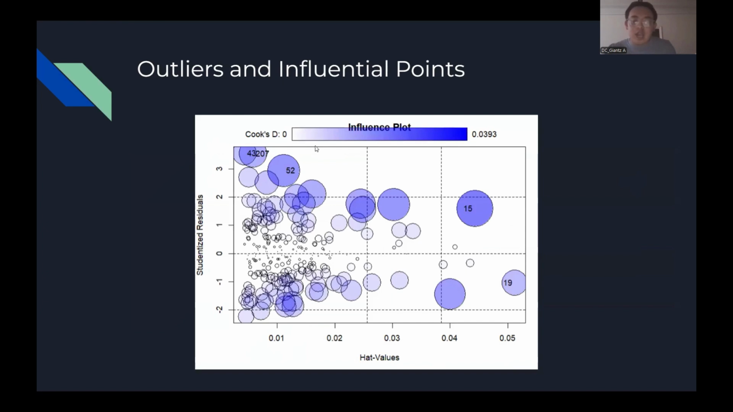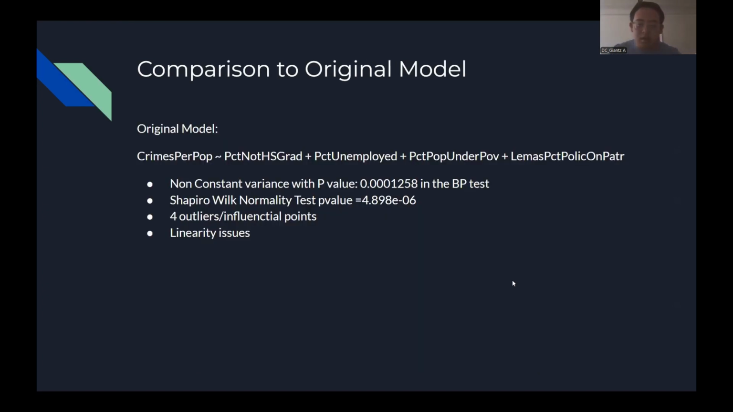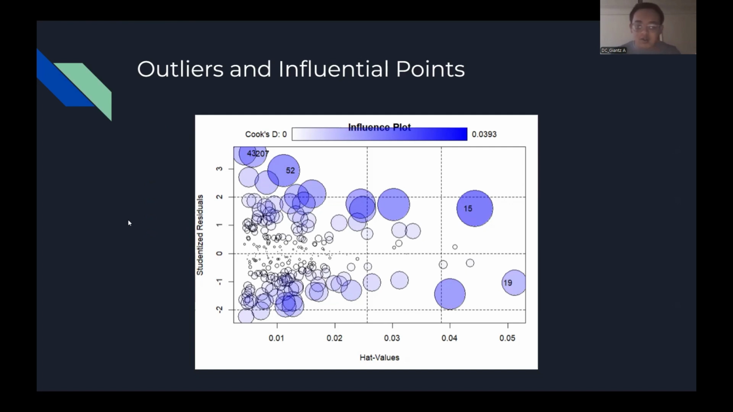And then moving on to the outliers and influential points, we can see that there are 43, 207, 52, 15, and 19. Those are outliers. We have one, two, three, four, five outliers in this case.